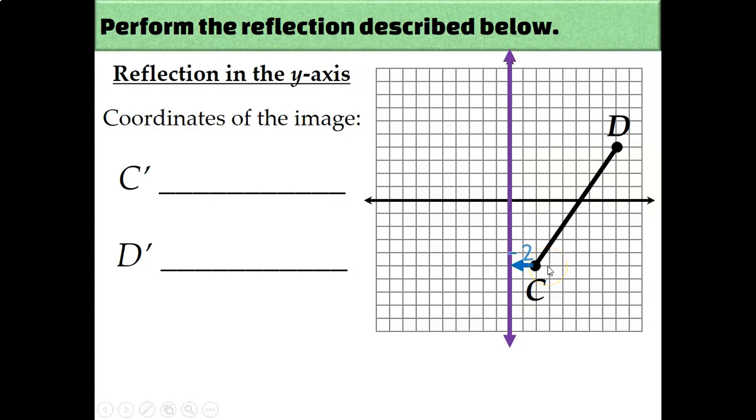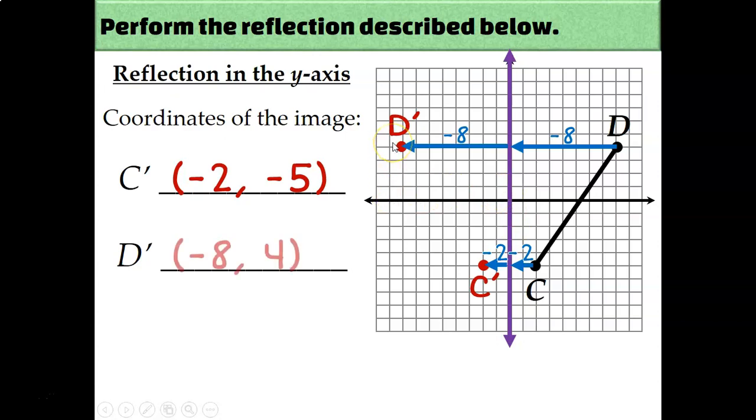So for example, from C to the line of reflection, I go to the left 2. So to get from the line of reflection to C', I'll go left 2 more, and put my point for C'. So C' has the coordinates -2, -5. Let's do the same thing for D. From D to the line of reflection, we go 8 units to the left. So to get from the line of reflection to D', we go 8 more units to the left, and put the point for D'. D' then is the point -8, +4. And you can connect those 2 points with a line to complete the reflection.